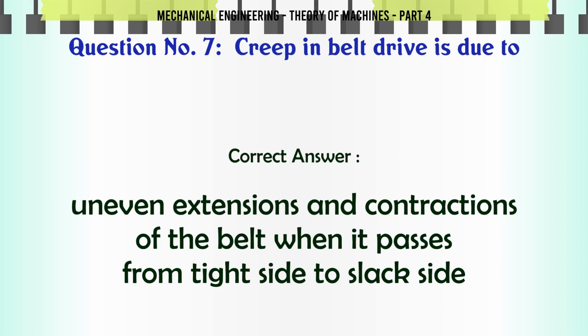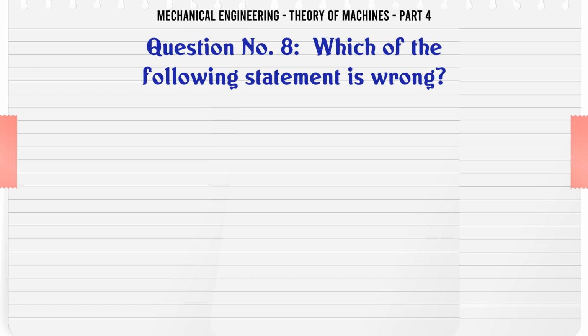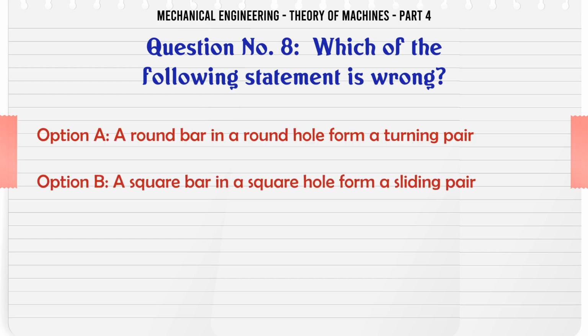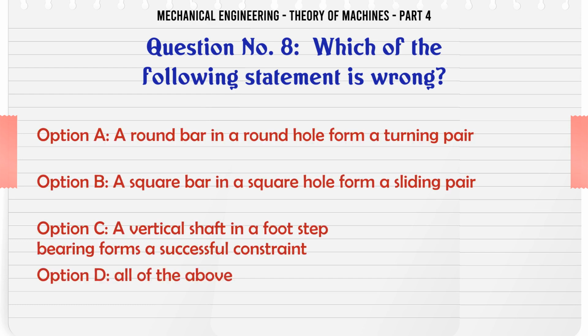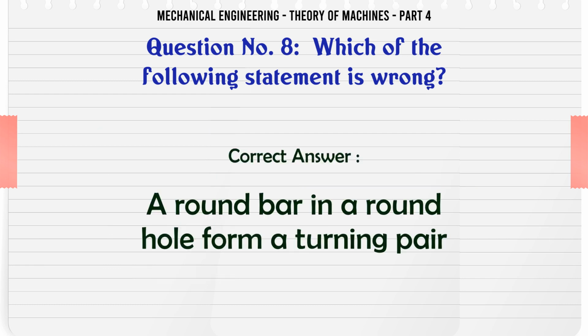side to slack side. Which of the following statement is wrong? A. A round bar in a round hole form a turning pair, B. A square bar in a square hole form a sliding pair, C. A vertical shaft in a footstep bearing forms a successful constraint, D. All of the above. The correct answer is a round bar in a round hole form a turning pair.